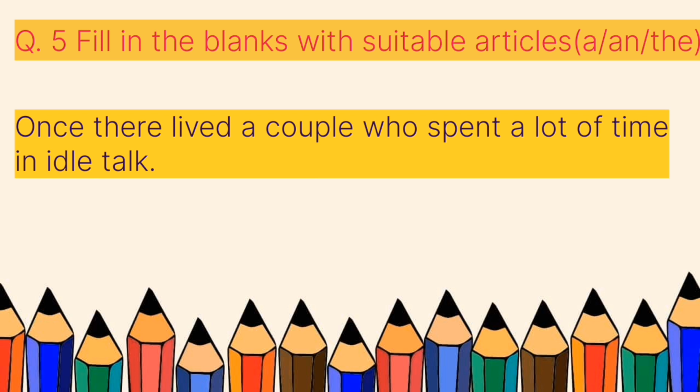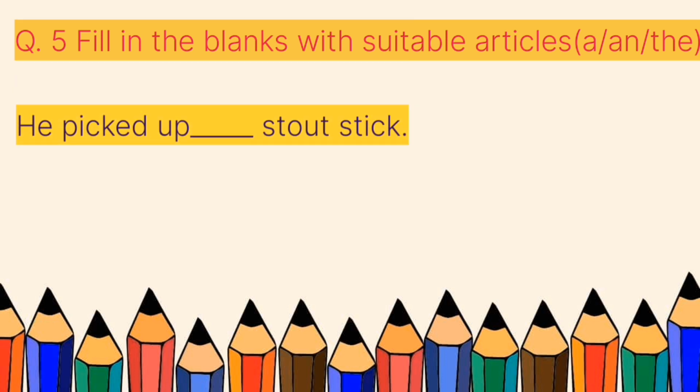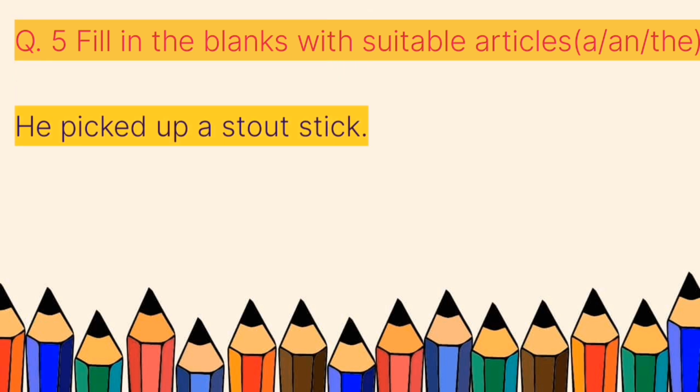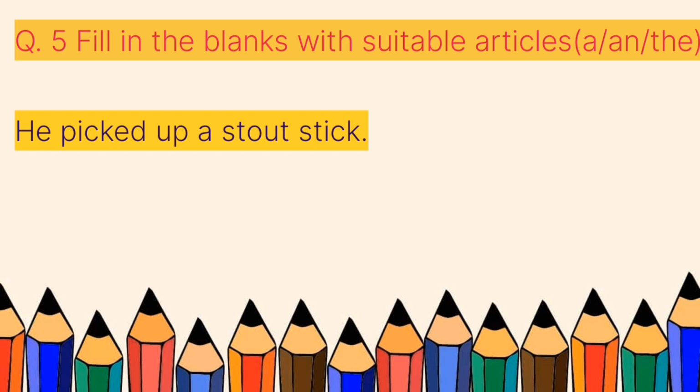Next example: he picked up dash stout stick. The answer is, he picked up a stout stick. Here, stout stick is non-specific and it begins with the consonant sound S. So, the indefinite article a is used.